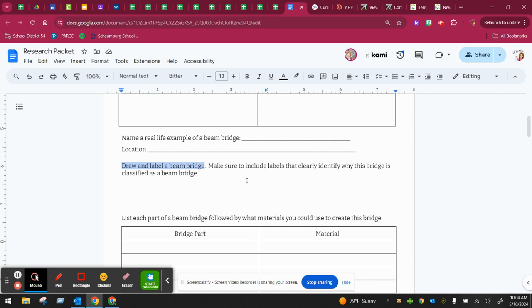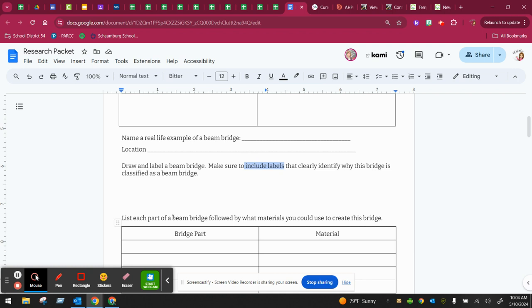So you're going to find a real beam bridge and all of the parts of the bridge, so the deck and the supports, etc. You're going to draw that bridge in this white space here. Make sure to include labels. I know that a deck is a part of the beam bridge. Where is that deck located? Draw on your bridge an arrow, a line pointing to it, indicating where the deck is located.